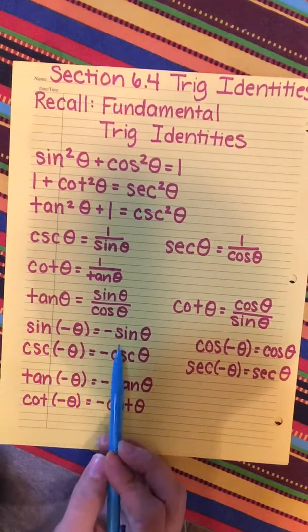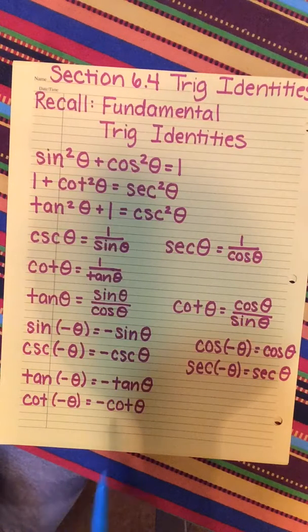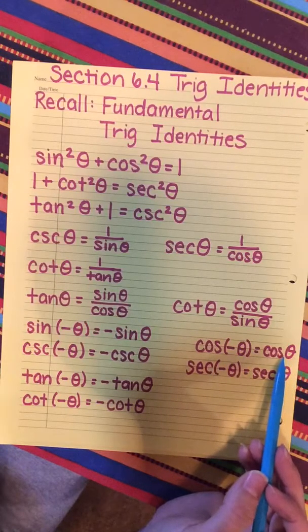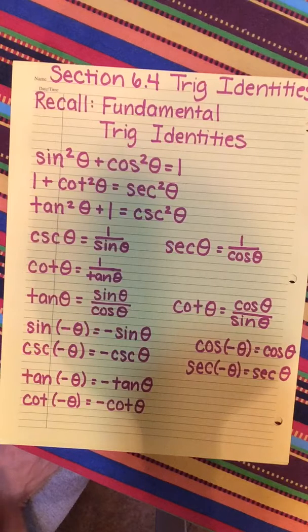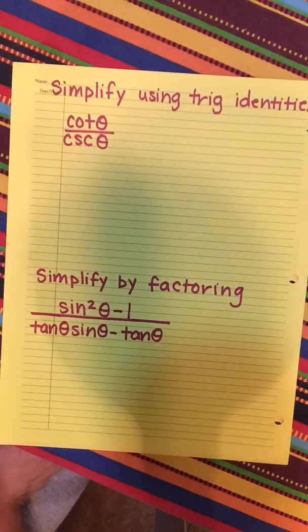Sine of a negative, the negative pulls out to the front. Same with cosecant, tangent, cotangent. With cosine, the negative drops away completely, and with secant, that goes as well. All right, so we're going to be using these fundamental trig identities today and tomorrow, and for a little while. All right, so let's simplify using trig identities.